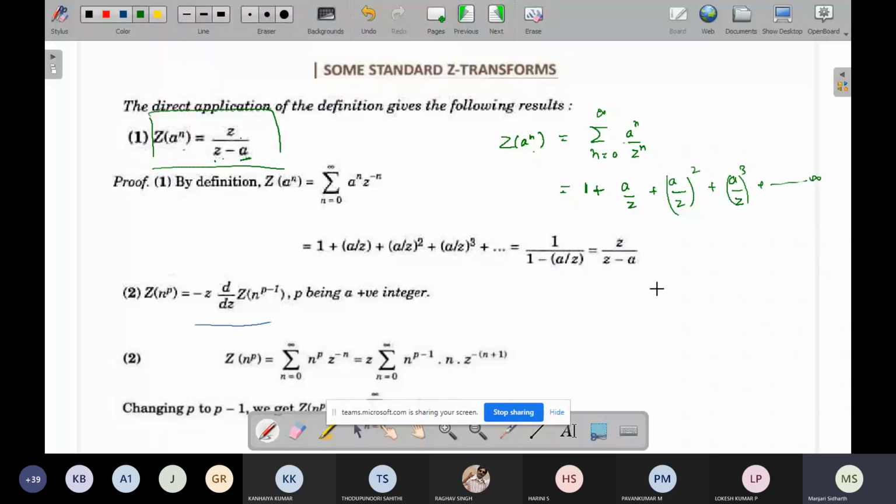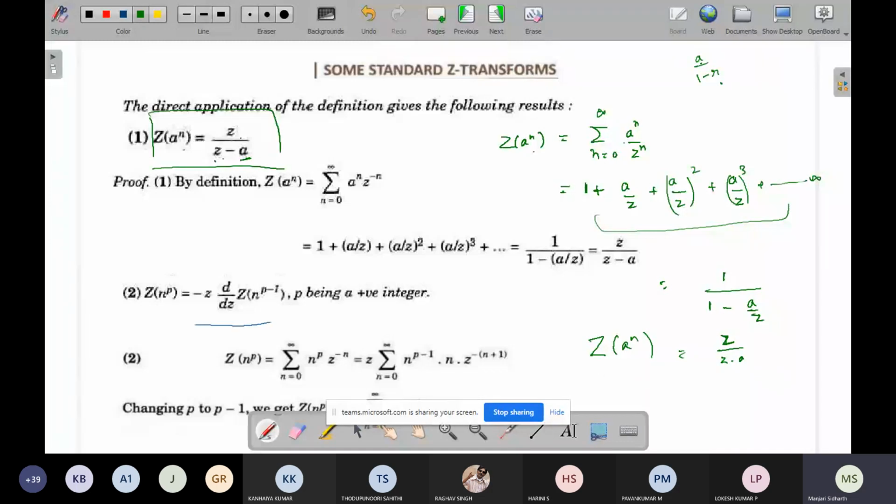up to infinite. Now this is a GP, right? Geometrical progression. Sum up to infinite. So what is the sum for a GP? A over 1 minus r, where a is the first term of the series, r is the common ratio. So the first term of the series is 1, common ratio is a by z. So 1 over 1 minus a by z, that is z over z minus a. So the Z transform of a power n is this.